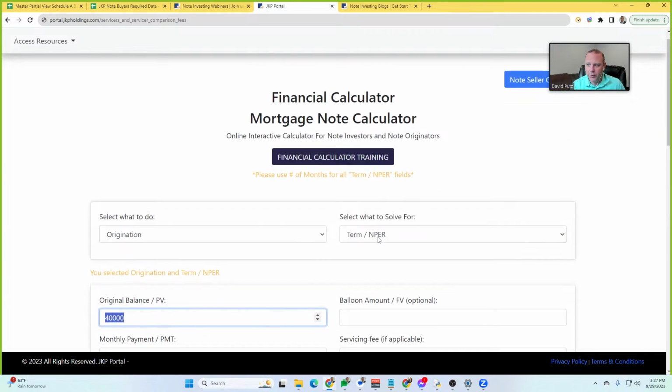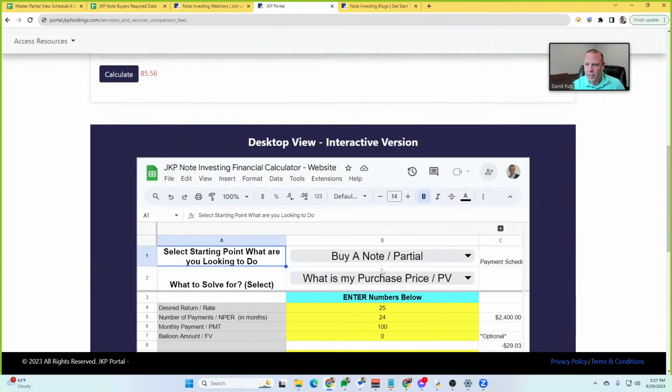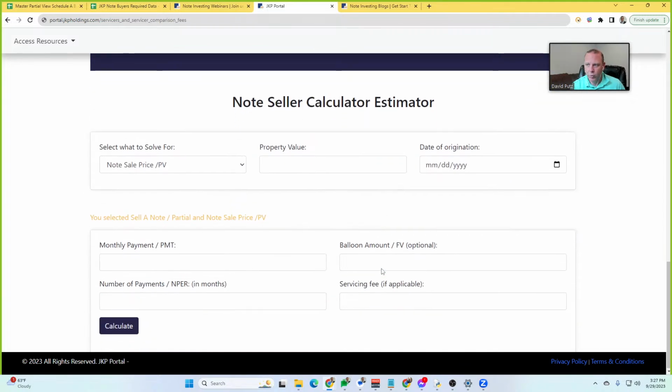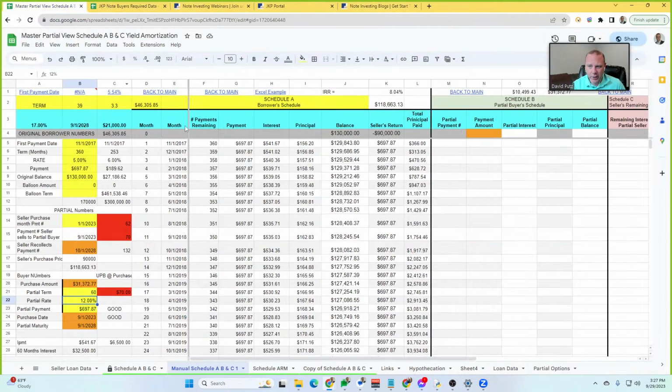This is our calculator that we created. You choose what you want to solve for. If I want to solve for term or payment or whatever, it kind of calculates things for us. We have a note seller calculator in there too. So if there's any question about that, put that in the chat. I'd love to see where you're at, what your thoughts are, what your concerns are.